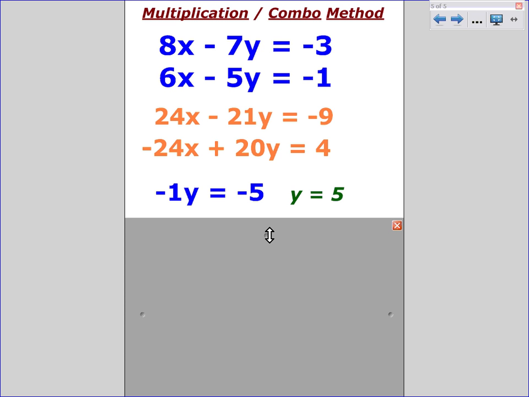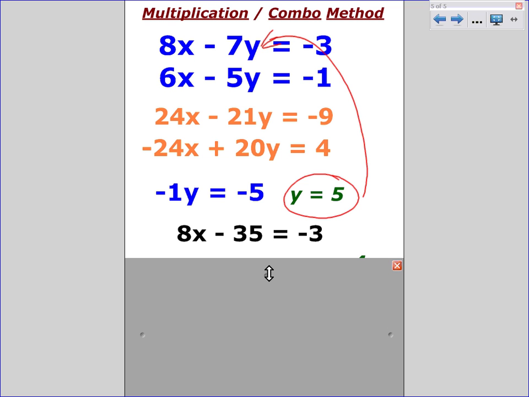And once I know the y value is positive 5, I can then take this value and substitute it in, as a matter of fact, to any one of my 4 equations. I have 4 equations that I can use. I chose to use the first one. So then I get an 8x. A negative 7 times a positive 5 gives me minus 35. And then that equals a negative 3.